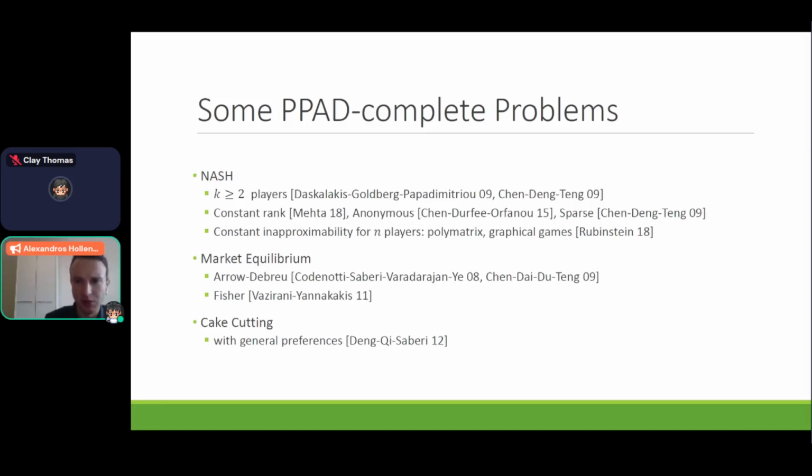And one final example of a PPAD-complete problem I want to mention is a k-cutting problem. So there you have a resource and you want to divide it in such a way that all the agents involved believe that you divided it in a fair way. And for a specific version of this problem with very general preferences, the problem turns out to be PPAD-complete.